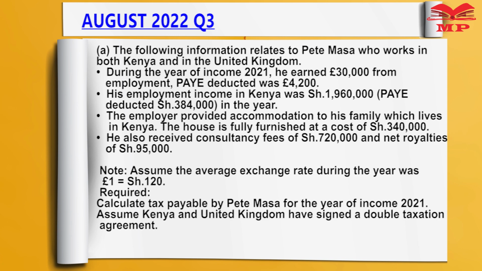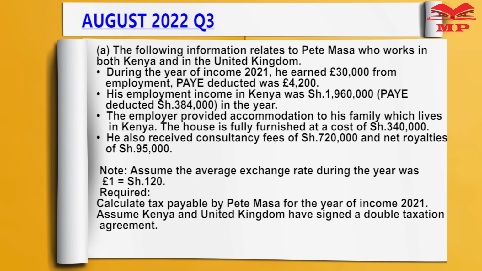His employment income in Kenya was 1,960,000 shillings. Pay deducted was 384,000 shillings in the year. That is in the same year, 2021. 3. The employer provided accommodation to his family, which lives in Kenya. The house is fully furnished at a cost of 340,000 shillings.